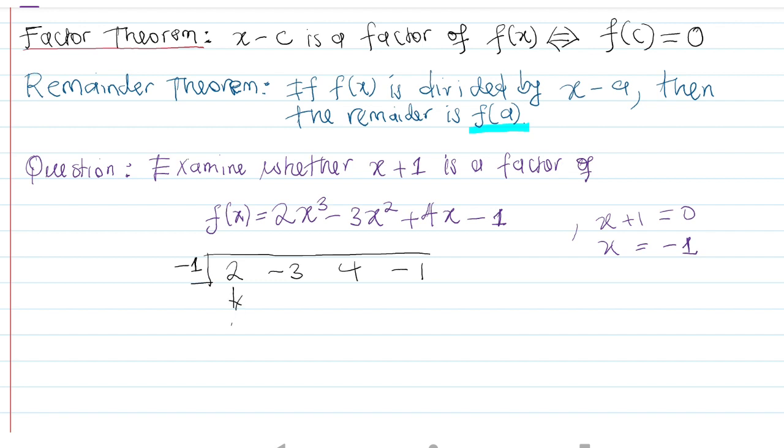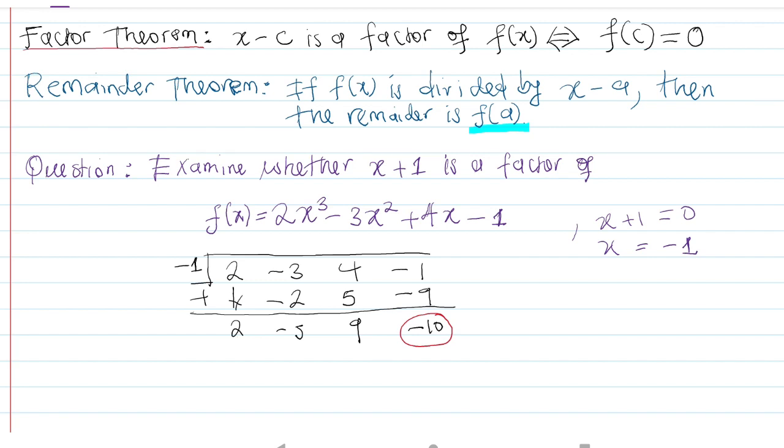Then we bring down the 2. Okay. Here we are going to be adding. So we take negative 1 multiplied by 2 is negative 2. When we add negative 2 and negative 3, we get negative 5. Negative 1 multiplied by negative 5 is positive 5. 4 plus 5 is 9. Negative 1 multiplied by 9 is negative 9. And negative 9 minus 1 is negative 10. And so negative 10 is the remainder.